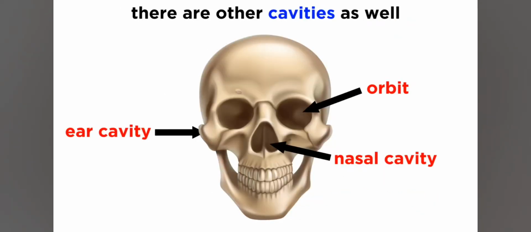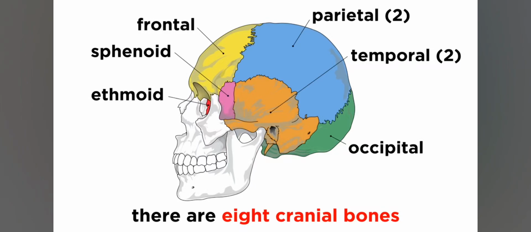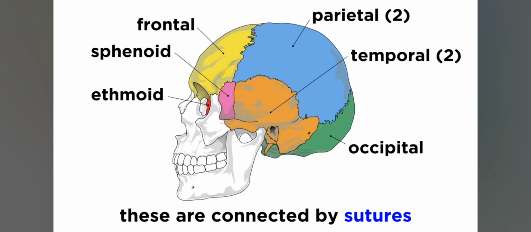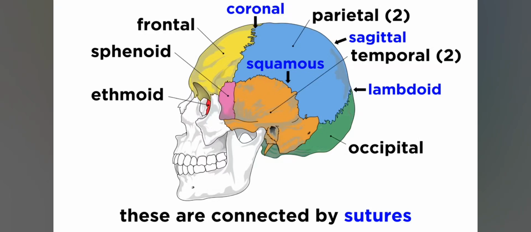There are also ear cavities and nasal cavities, as well as orbits, which house the eyes. Altogether, there are 8 cranial bones. There is the frontal bone, 2 large parietal bones, the occipital bone, 2 temporal bones, the sphenoid bone, and the ethmoid bone. The cranial bones are connected, as we said, by sutures, and those have specific names as well. These are the coronal, sagittal, lambdoid, squamous, and occipitomastoid sutures.